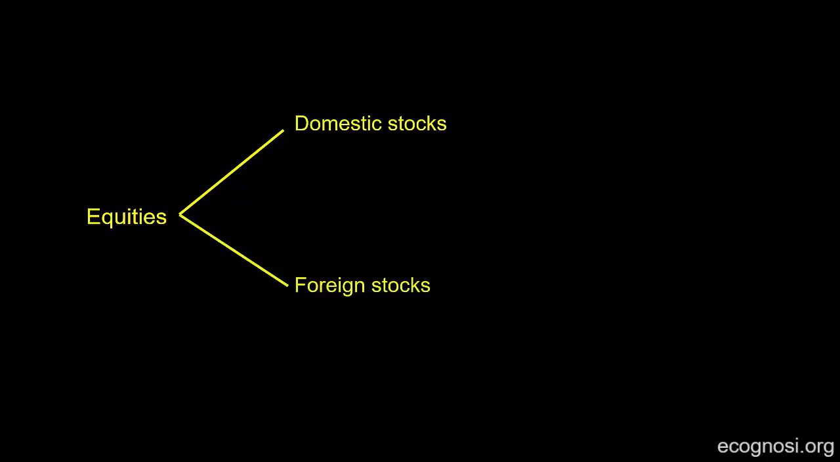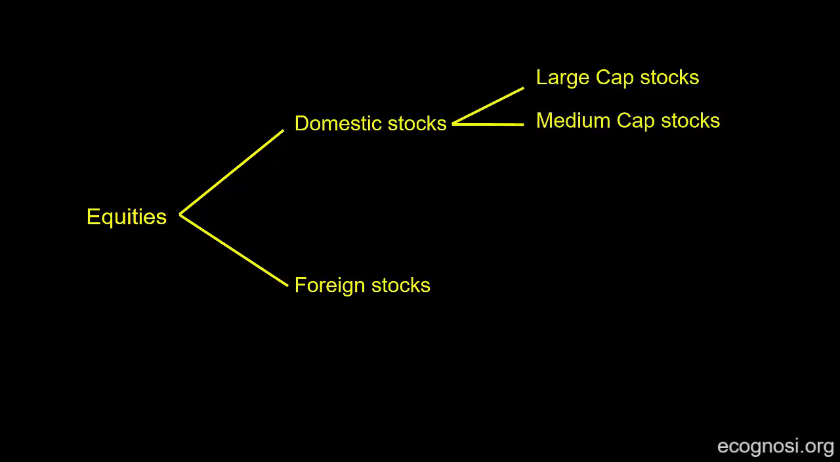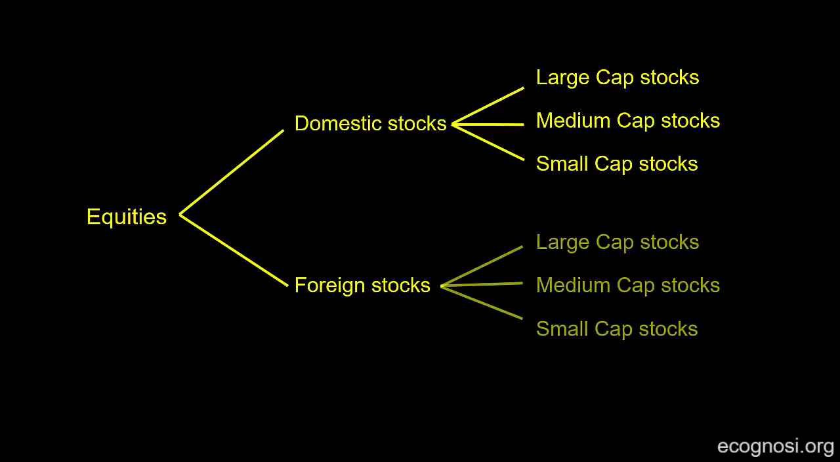For example, we can break down equities into domestic stocks and foreign stocks, and then we can further break down domestic stocks based on the size of the companies into large cap stocks, medium cap, also known as mid cap, and small cap stocks. And we can do the same for foreign stocks, that is, break them down into large cap foreign stocks, medium cap foreign stocks, and small cap foreign stocks.